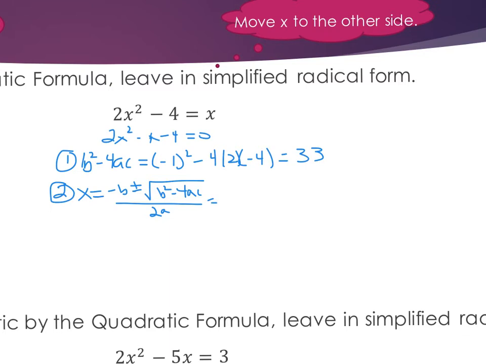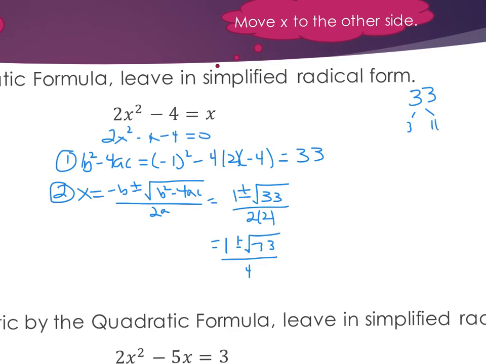Okay, so opposite of b would be +1 plus or minus the discriminant we already found to be 33, all over 2 times 2, which gives us 1 plus or minus the square root of 33 all over 4. Now, I'm going to ask myself, can I break down 33? Well, if we do a factor tree for 33, we just have 3 and 11, which has no like pairs. So here is our answer.